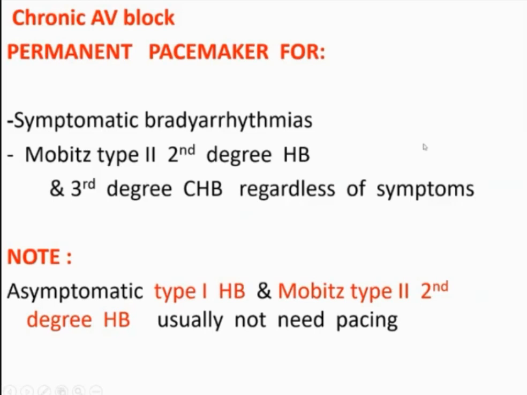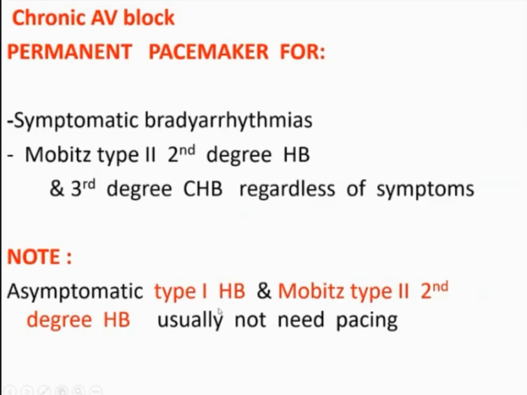And a patient who has type 1 heart block, that is prolonged PR interval, or Mobitz type 1, meaning the Wenckebach phenomenon, and the patient is asymptomatic, usually you don't put a pacemaker for this patient, unless the patient has symptoms, okay? And usually they don't have symptoms. But if they have symptoms, it is different. Usually type 1 does not need a pacemaker.